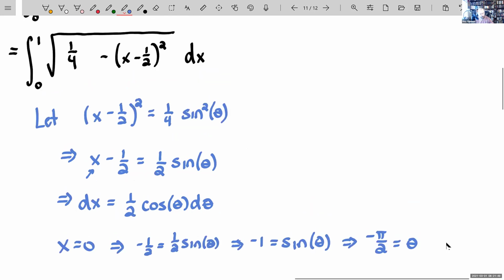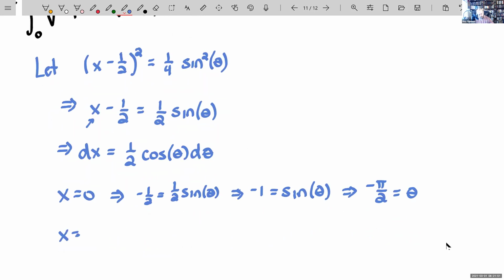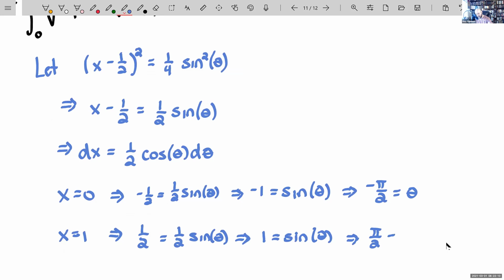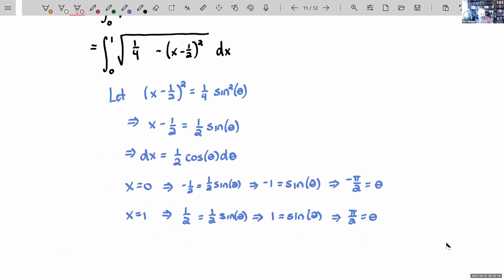And then the upper limit being 1, again, substituting that in here, 1 minus 1/2, we get that half should equal 1/2 sine of theta, which implies 1 is equal to sine of theta, which implies pi over 2 is equal to theta. So let's see, what have I been able to substitute out? The limits, I now know what those are.